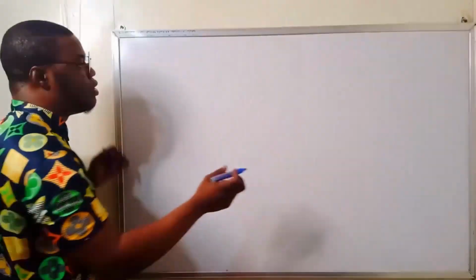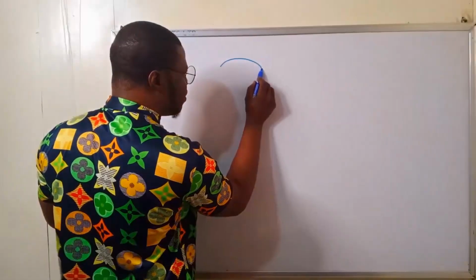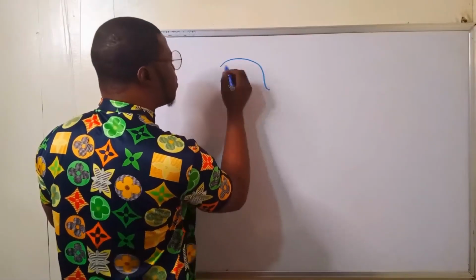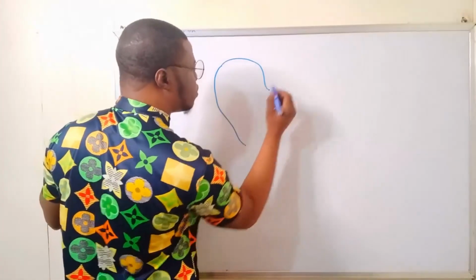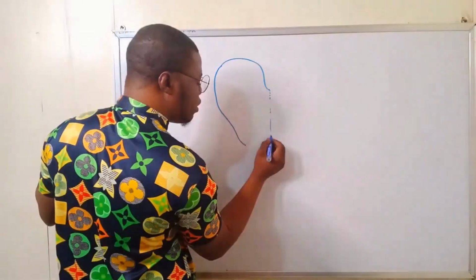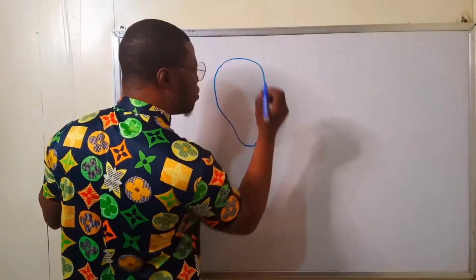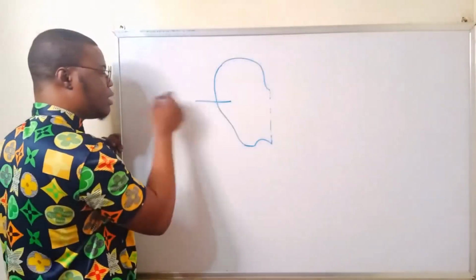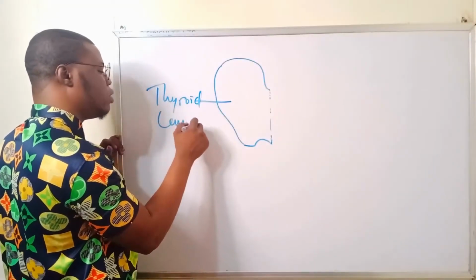Yeah, welcome back. So talking about the thyroid cartilage, they are made up of what? Of two lamina. So let's say this is the first lamina now. Two lamina. So this is the first lamina now. So the thyroid lamina. The thyroid lamina.